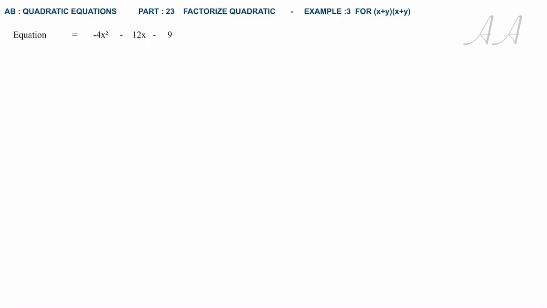Welcome guys, today we're going to do part 23, Factorizing Quadratics, example number 3. So here's our equation and let's get to solving.